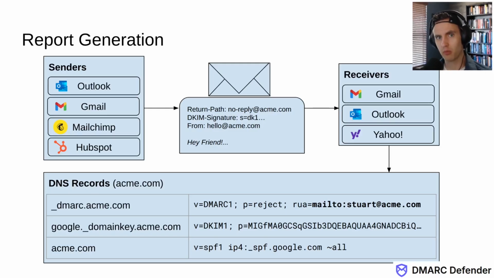Let's talk about how the reports are generated and who's actually generating these reports and who's sending them. So if we take a step back and look at the email authentication dance, we have a bunch of senders. So you have a domain like company.com. You're using a bunch of different services that send email as company.com. And so this could be your Outlook, your Gmail, maybe you're using third-party services that send email. They're going to send an email.